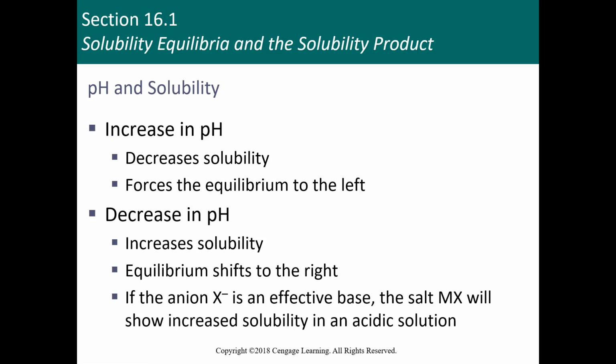All right, so pH and solubility. Increase in pH decreases solubility, forces the equilibrium to the left. Decrease in pH increases solubility, equilibrium shifts to the right. If the anion X is an effective base, the salt, MX, will show increased solubility in acidic solutions.